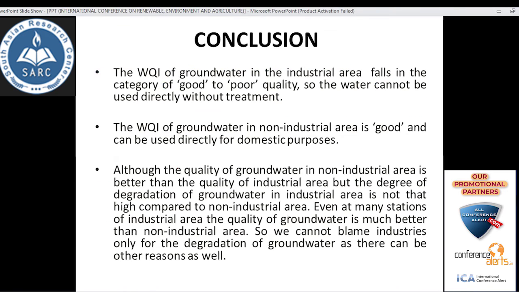So we cannot blame industry alone for the degradation of groundwater, as there can be other reasons as well. For example, iron concentration was also checked here, and it was found high. The reason behind this can be that the soil present in Srinagar is Karewas, and Karewas are high in iron concentration. So that can be one reason that groundwater is also high in iron. Similarly, other parameters can vary due to other reasons also.